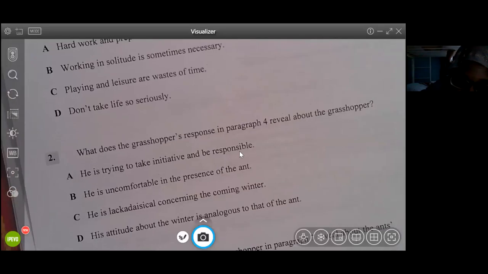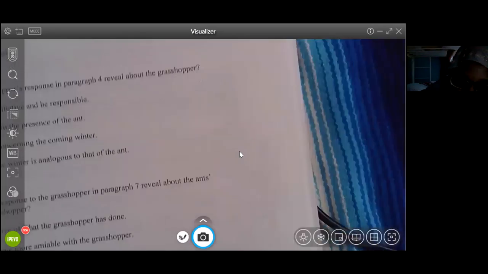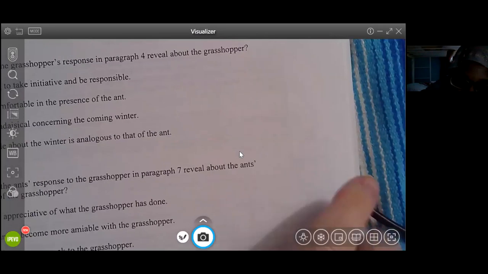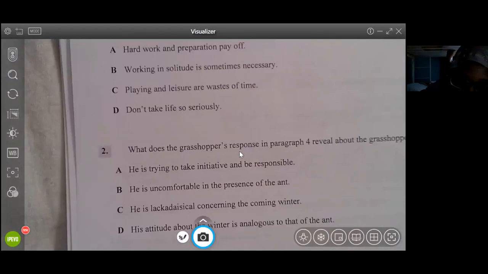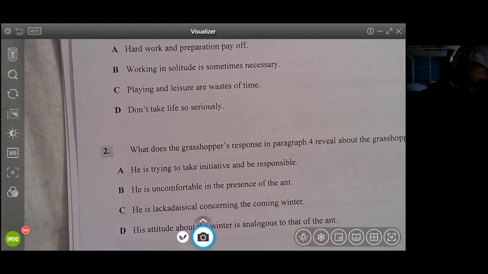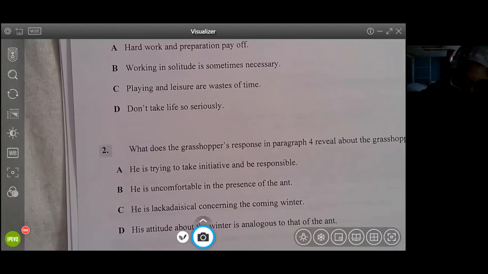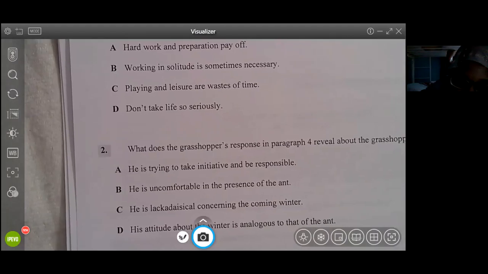Why would C be wrong? Because C does talk about what the grasshopper does, but why is C wrong where it says playing and leisure are wastes of time? Why is that wrong, Olivia? That is wrong because it mostly focuses on the ant and how, in the summertime, instead of playing, he was working, which paid him off in the winter. And then, it doesn't say that the grasshopper playing was a waste of time because he could have gotten other stuff done.